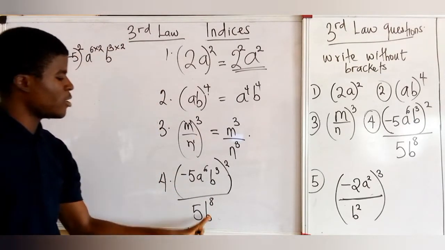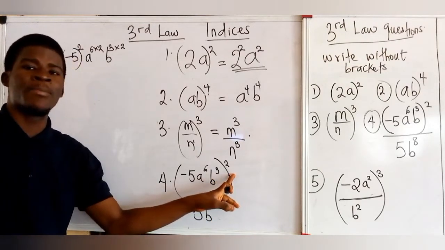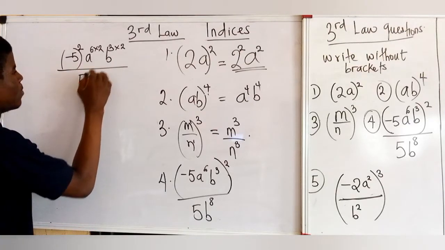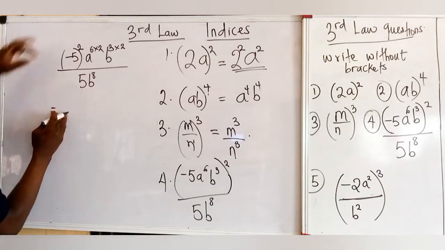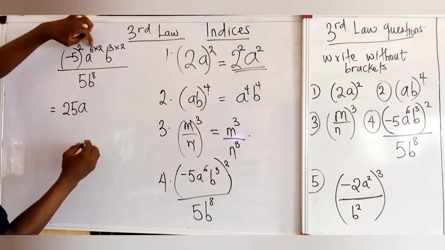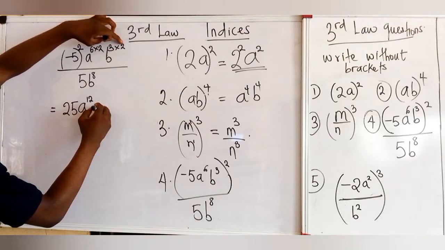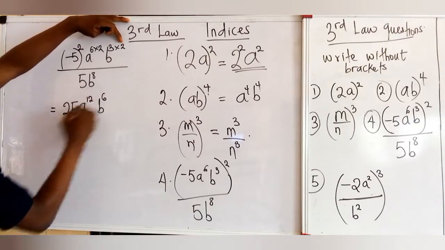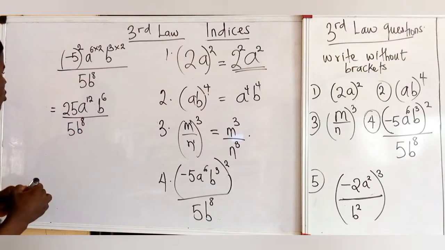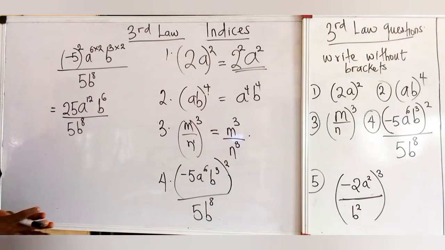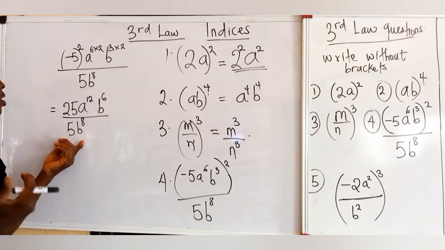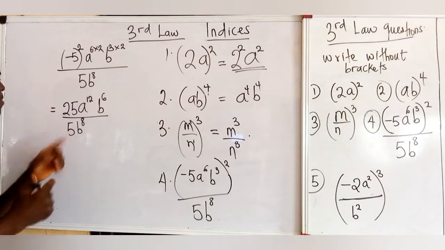Now, this 5b raised to the power of 8 is not affected by the square. So it stands alone. So this will give us minus 5 squared is 25. Then a to the power of 6 times 2 is 12. 3 times 2 is 6. So I have b to the power of 6, all over 5b to the power of 8. So what do you observe? We can actually apply the second law of indices, division, to simplify this expression further. 25 divided by 5 is 5.